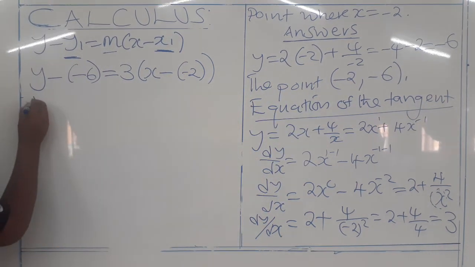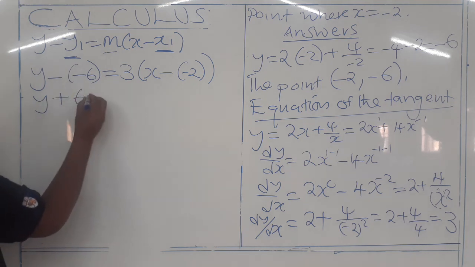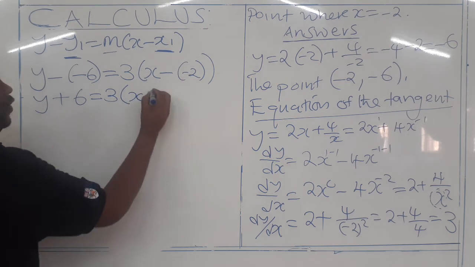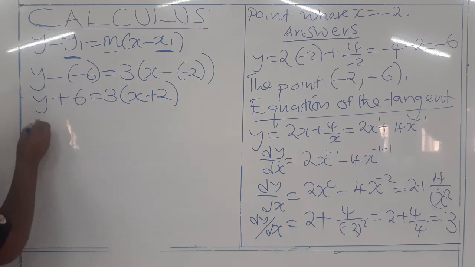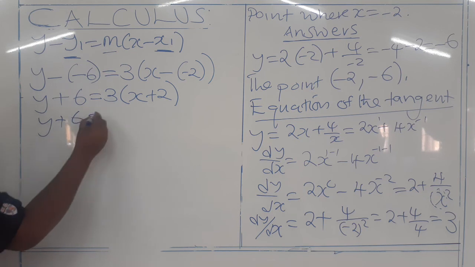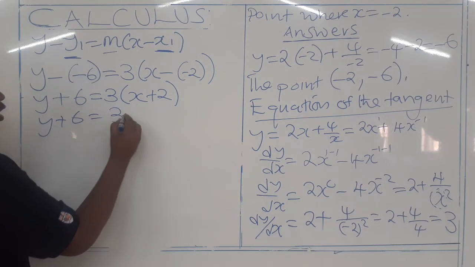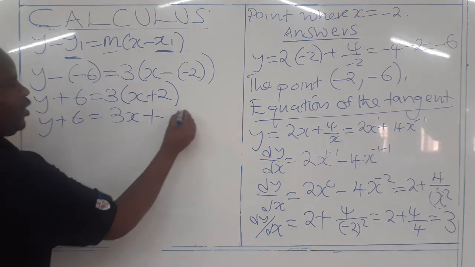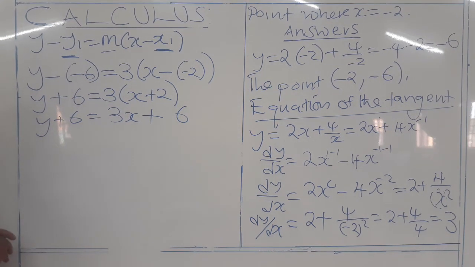So here we can combine these signs. Negative multiplied by negative, we get a positive 6 is equal to 3, open bracket, x, negative by negative, we have a positive 2. Alright? So we can distribute, take note, this is supposed to be y plus 6 first. We can distribute this 3 throughout. So 3 by x, 3x, plus 3 by 2, we get a 6.